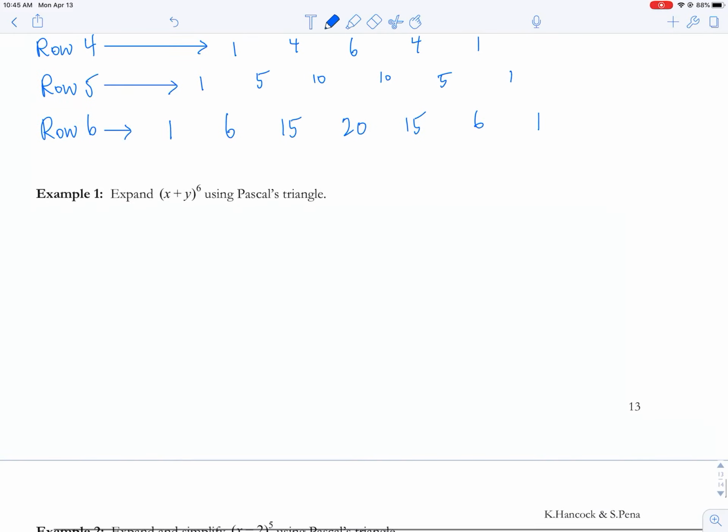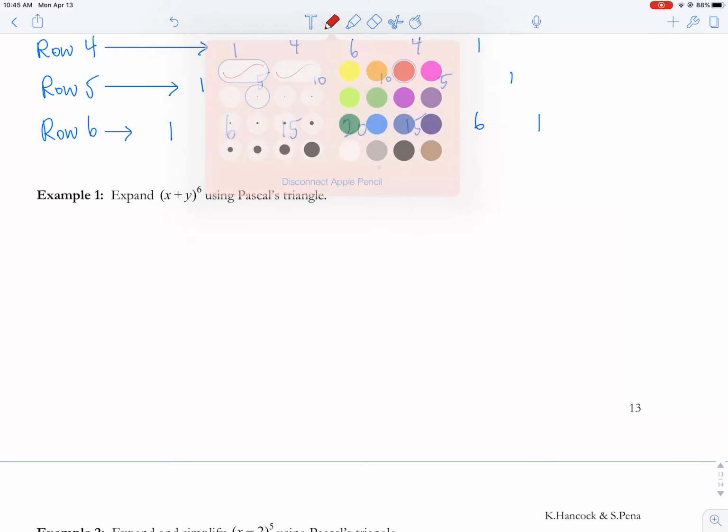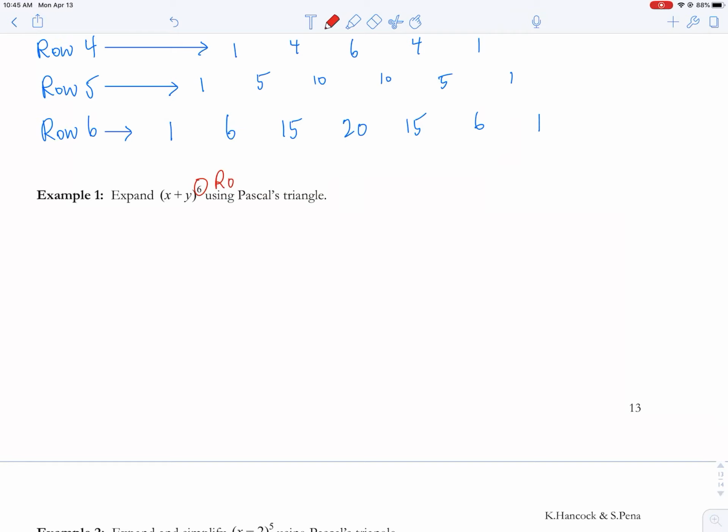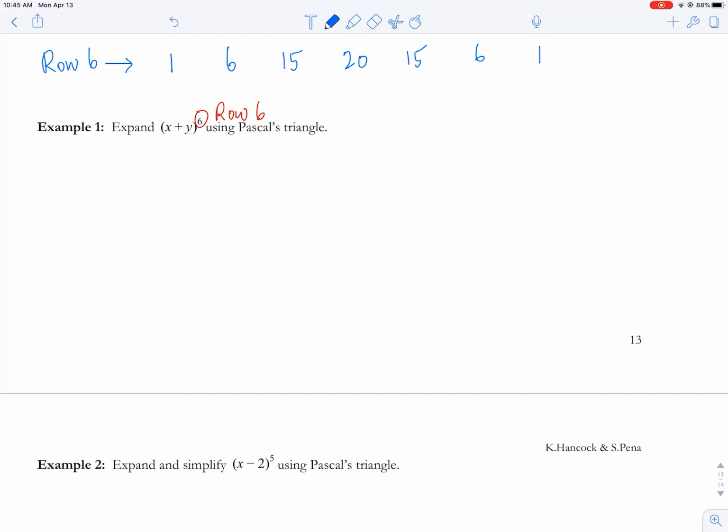Example 1 says expand x plus y to the 6. So that's a binomial going to be expanded 6 times using Pascal's triangle. That 6 tells us that we're going to use the 6th row, or row 6, when we do our calculation. So the first thing I'm going to do is copy out that 6th row. So it's 1, 6, 15, 20, 15, 6, 1.